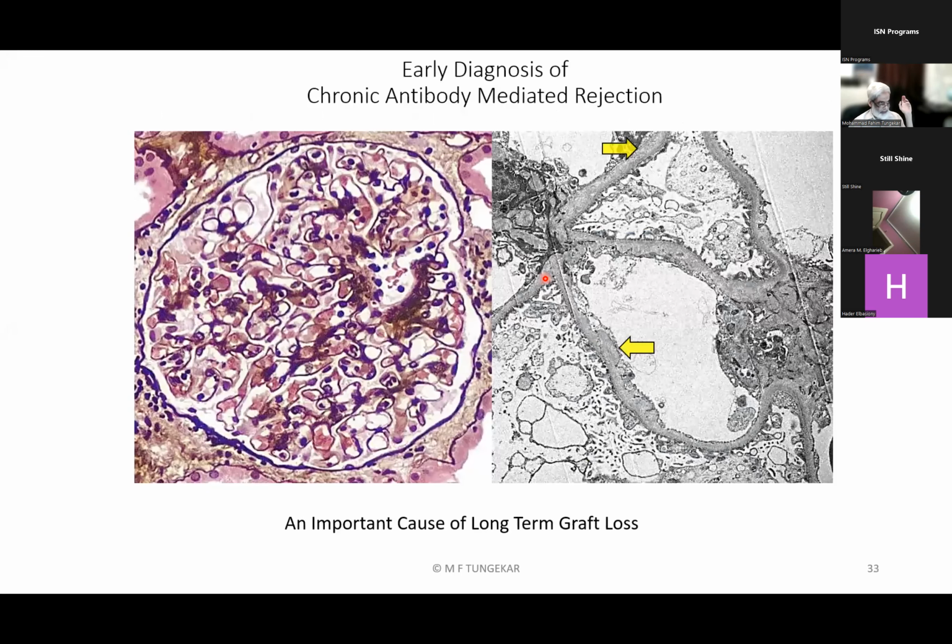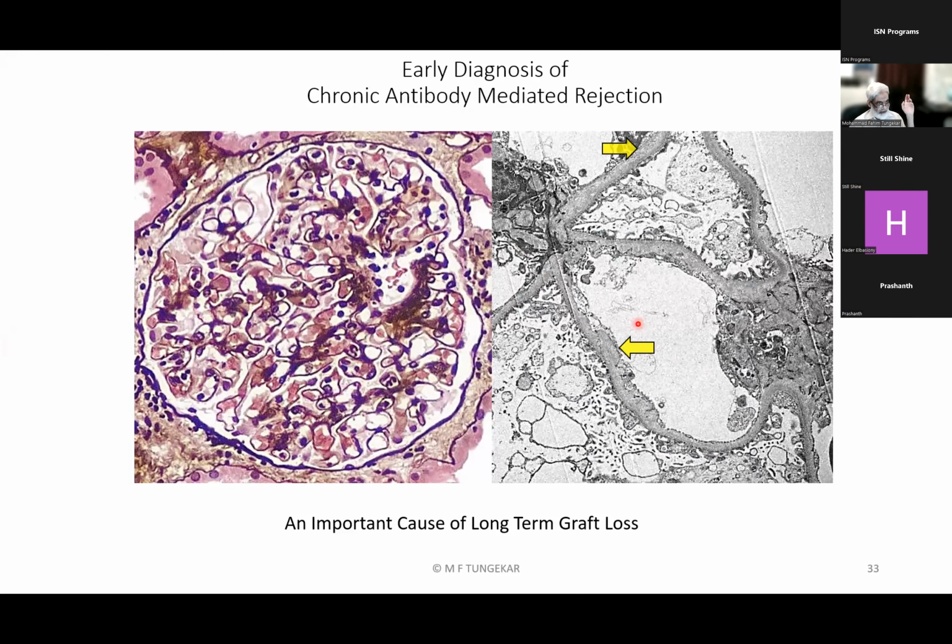This is an example of a transplant kidney biopsy, with obvious glomerulitis. You see quite a few monocytes, macrophages, mononuclear cells there, and endothelial swelling. But look at the GBM, it is thin.